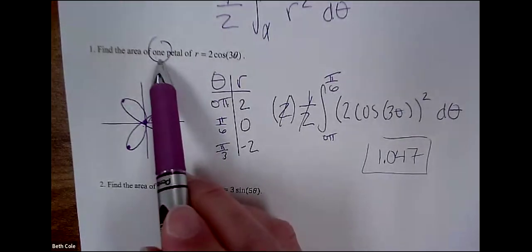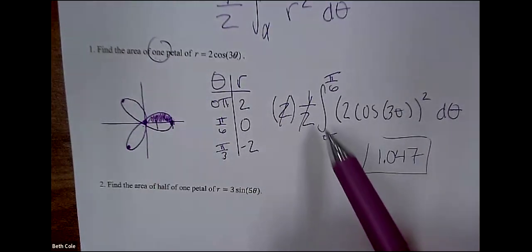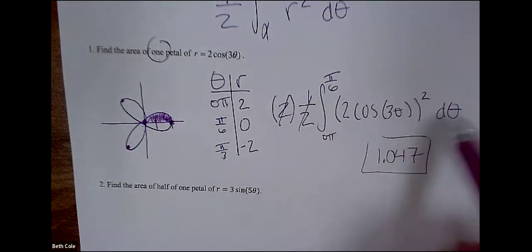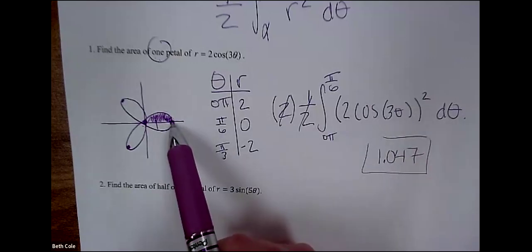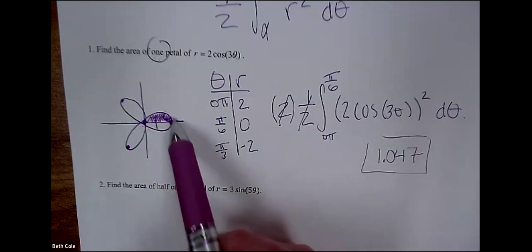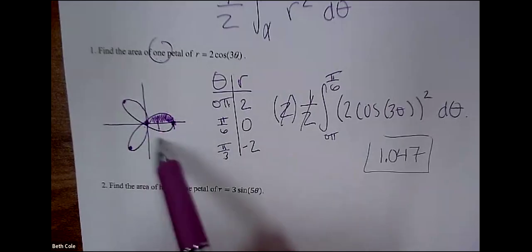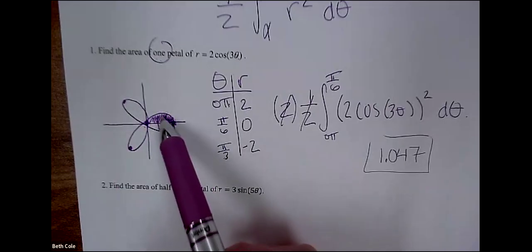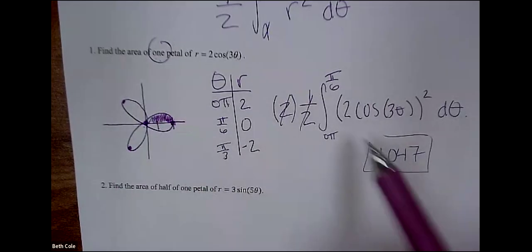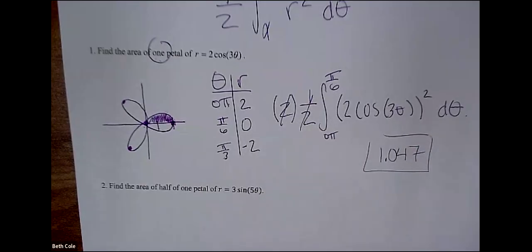Oh, so it says we want 1 whole petal. So this 1/2 integral of r squared d theta, we only went from here to here. That's only going to give us half a petal. So we doubled it to get 1 whole petal. And again, if we wanted all 3 petals, like all of it filled in, you would need 6 times what we did there.